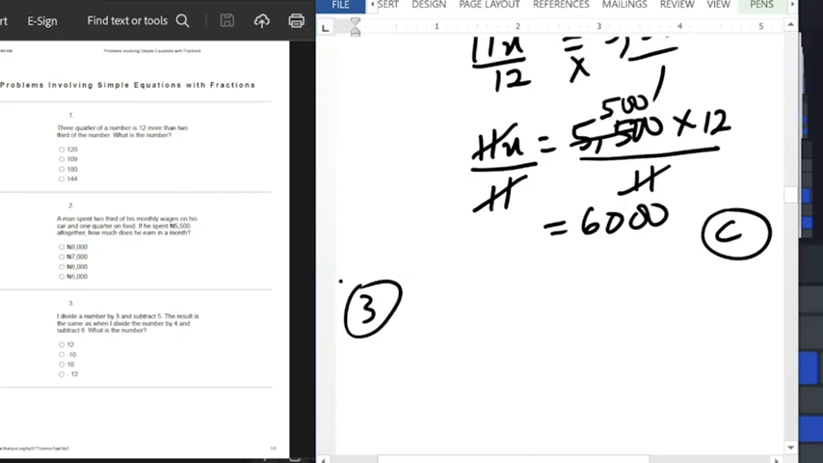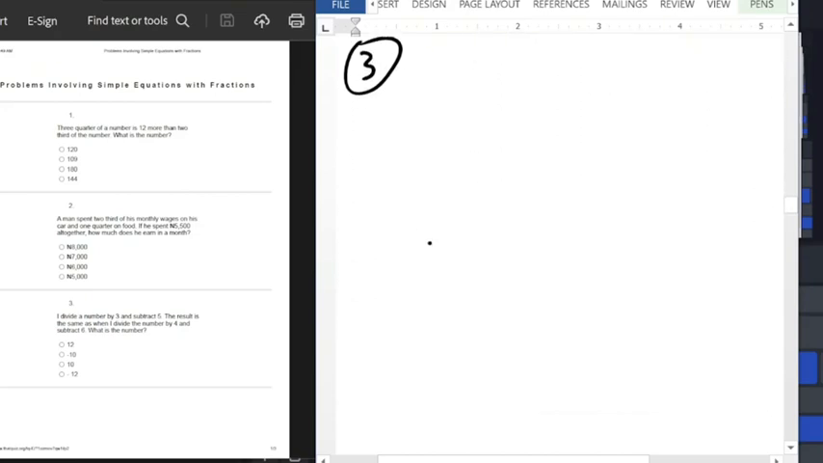For question 3, I divide a number by 3 and subtract 5. So a number, we don't know the number, let the number be x. I divide it by 3, that is x divided by 3. I subtract 5, minus 5. The result is the same as when I divide the number by 4 and subtract 6, minus 6. So what is the number? So let's find the value of x.